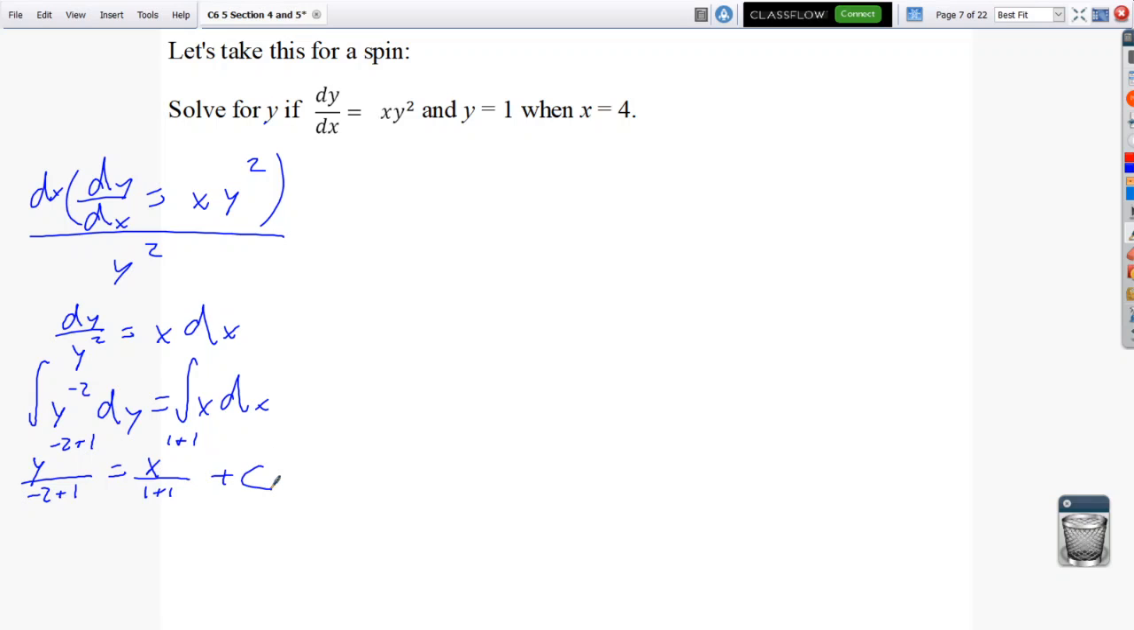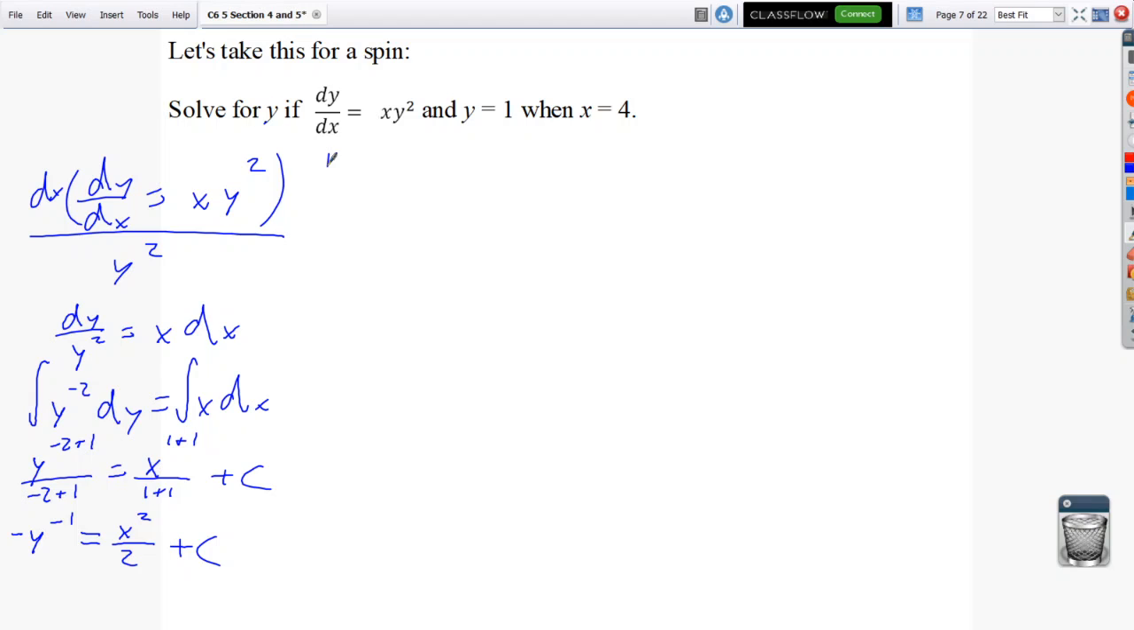And again, just like I've been saying for the rest of this chapter, I would probably skip over the step where I actually write down the plus 1s, but since I'm trying to explain to you how to do this, I'm putting all of my steps down. So looking here, I happen to know that negative 2 plus 1 is negative 1, so this ends up being negative y to the negative first, dividing by negative 1 down here just puts the negative out front, is equal to x squared over 2 plus c. And again, I probably would have skipped over this step right to negative y to the negative first is equal to x squared over 2 plus c.